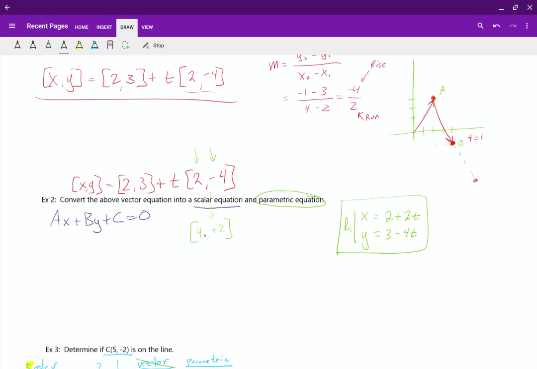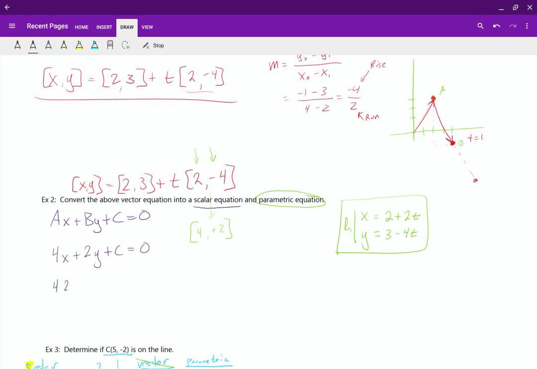This is perpendicular to the line. So, therefore, A and B are 4 and 2, respectively. So, there we go. I've got 4x plus 2y plus c equals 0. And then look at that. All I need to do is find the c value. But remember, 2 comma 3 is a point on the line. So if I put a 2 here and a 3 there, I can solve for c.